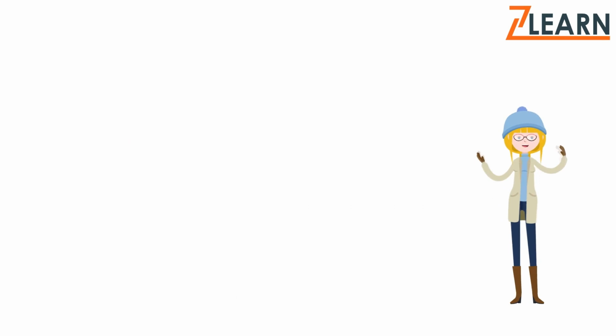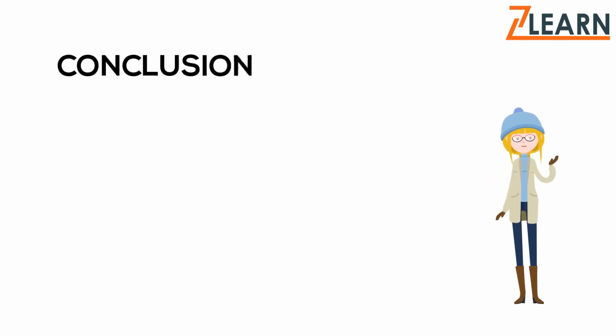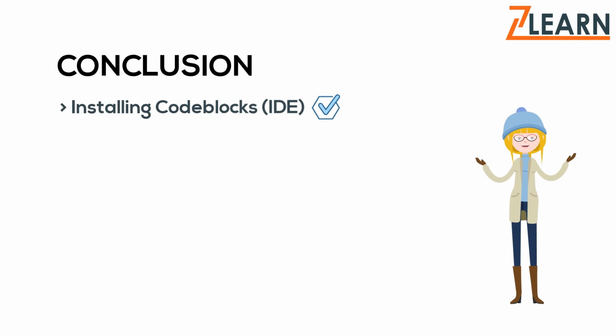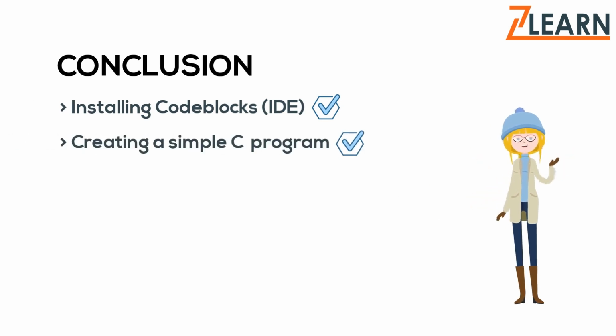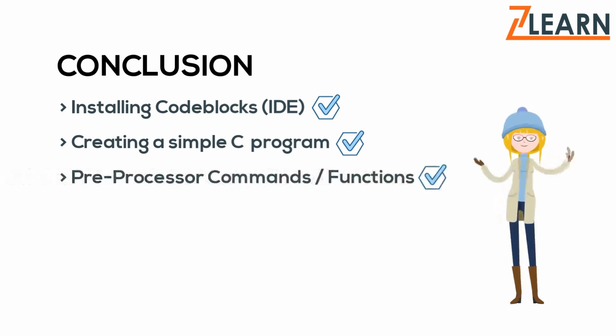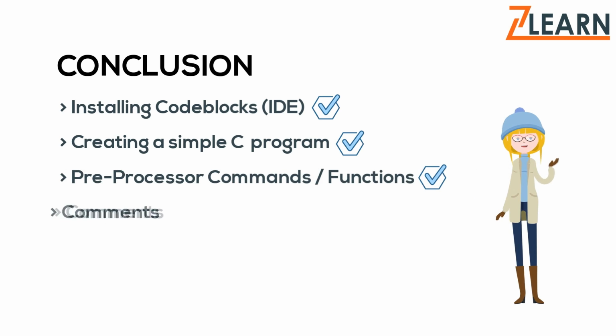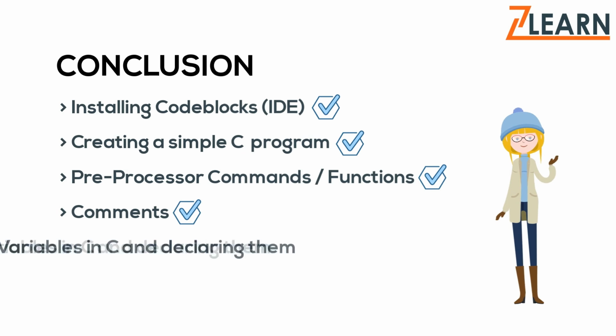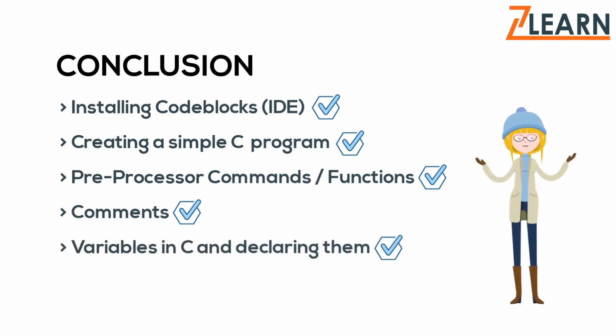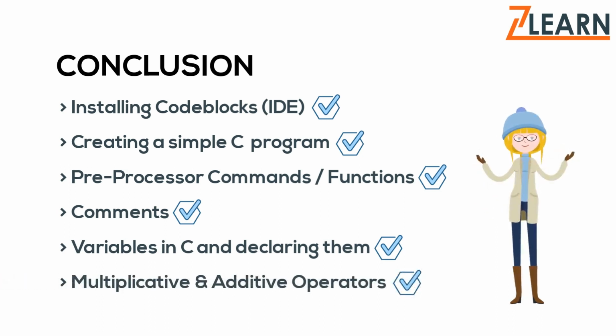Now let's have a quick recap of what we did. So first we learned how to install Code::Blocks for our systems, and then we created our first program in C which printed hello world for us, and we learned about the preprocessor commands and functions, and we also learned about comments and how comments work, and we also learned about the basic variables in C and the rules to declare variables. And finally, we learnt about the multiplicative and additive operators. So I hope that you understood these few topics of C. And let's talk about more and more concepts of C in the next tutorials.